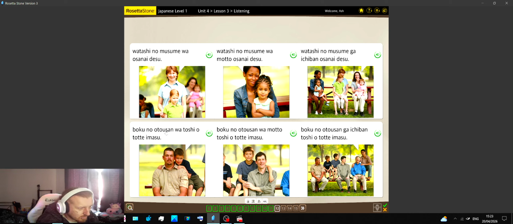So, boku no otosan wa toshi o totteimasu. My dad is old. Boku no otosan wa motto toshi o totteimasu. My dad is even older. And then boku no otosan ga ichiban toshi o totteimasu. My dad is the oldest, the most old.